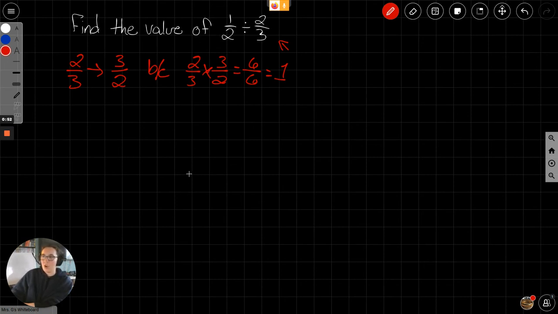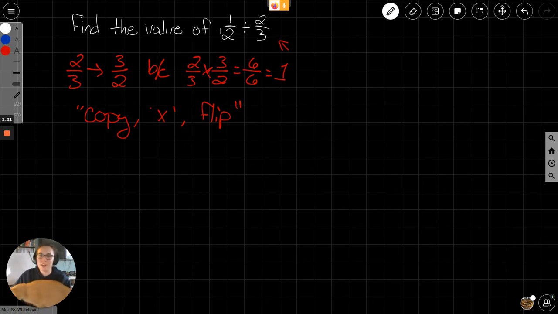So, to divide fractions, and I call this copy, X, flip, we multiply by the reciprocal. Multiply the first fraction by the reciprocal.